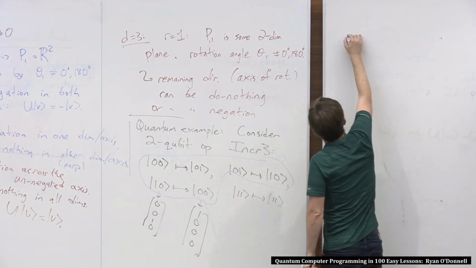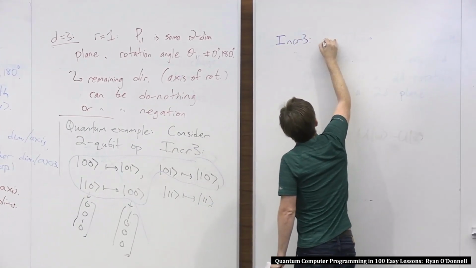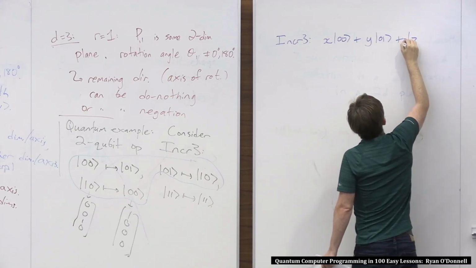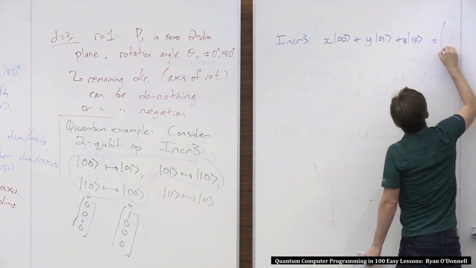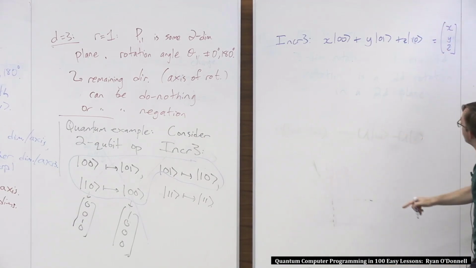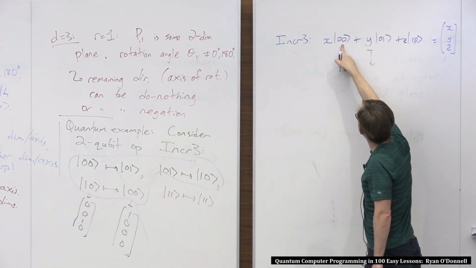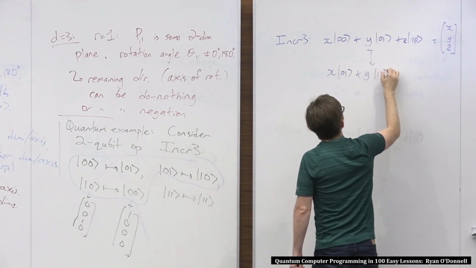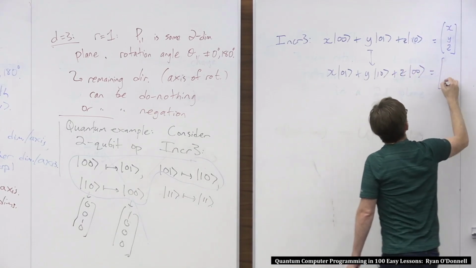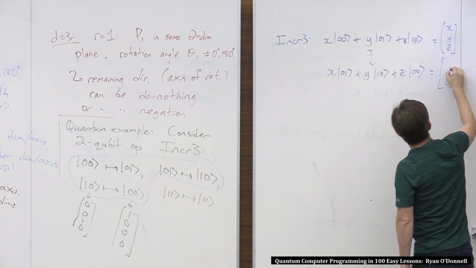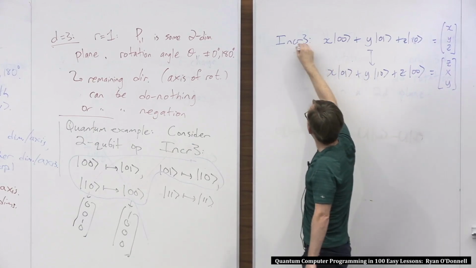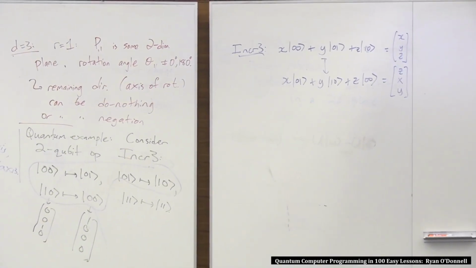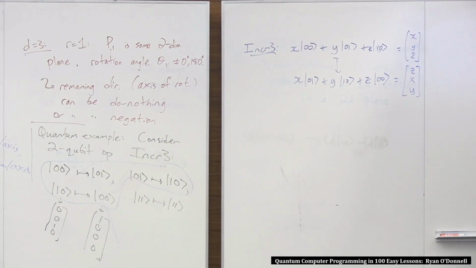Okay, so this is increment mod 3. Another way to write it: if you have x amplitude on 00, y amplitude on 01, and z amplitude on 10, which is like x, y, z, then what happens? Well, 00 goes to 01, 01 goes to 10, and 10 goes to 00, so it goes to x on 01 plus y on 10 plus z on 00, which is the vector z, x, y. So this is how the increment mod 3 operation acts. It takes this kind of vector to this kind of vector, actually cyclically shifting the coordinates. So this is a transformation on 3-dimensional space.